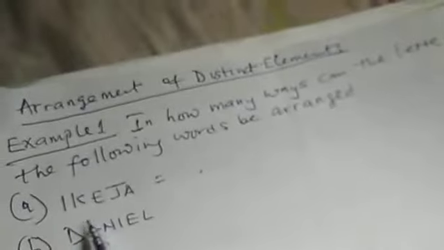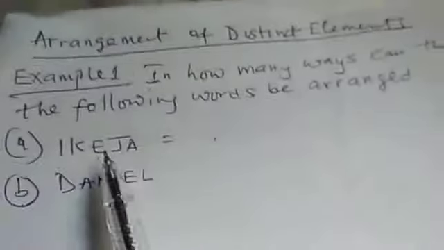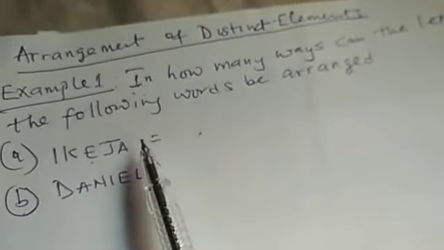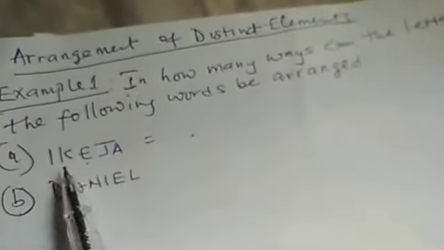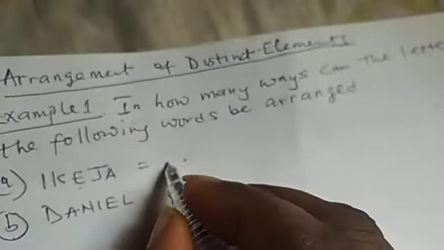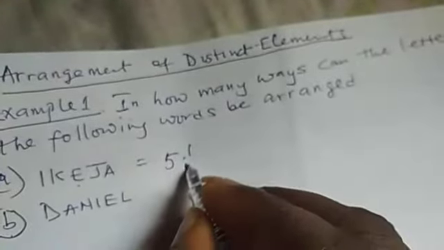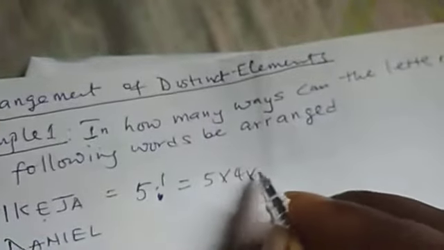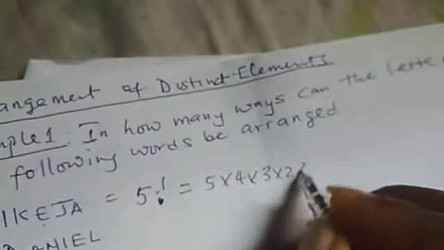The first thing is, we observe that there is no common alphabet here. I, K, E, J, A. We want to arrange it. How do we do this? We just need to count the number of letters there. Then we put factorial. So if I count this, I have 5 letters here. Then the number of arrangements will now become 5 factorial. And we have known 5 factorial to be 5 times 4 times 3 times 2 times 1.